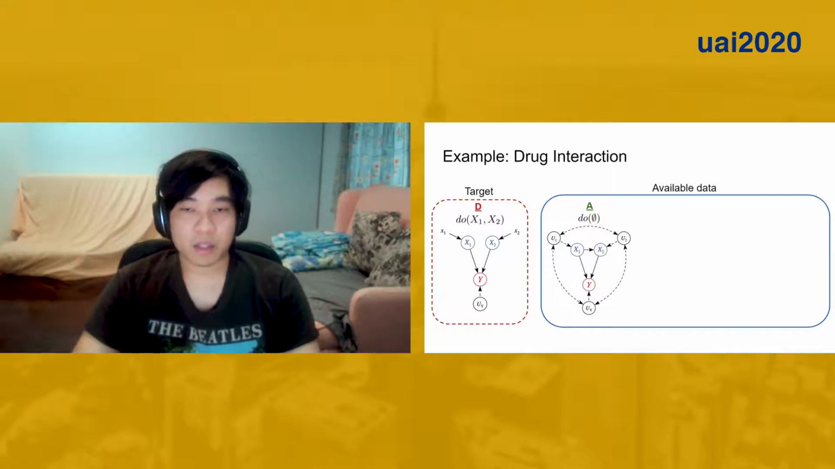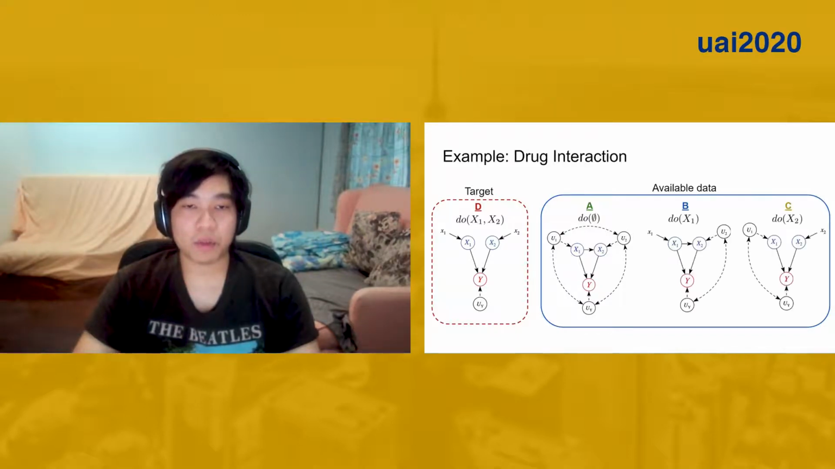And in this work, we assume to have access to data from regime B and C, where we intervene on each of the control variables separately. In our example, we may have data from previous randomized control trials on each of the drugs. The question is then, how could we combine the data from regime A, B, and C to make predictions in the target regime D?